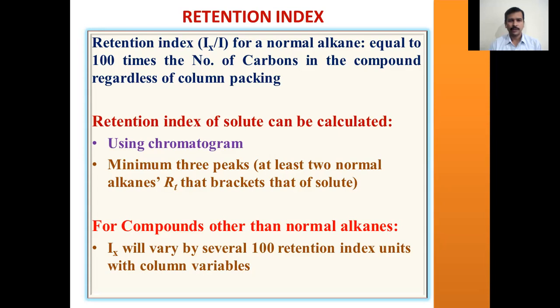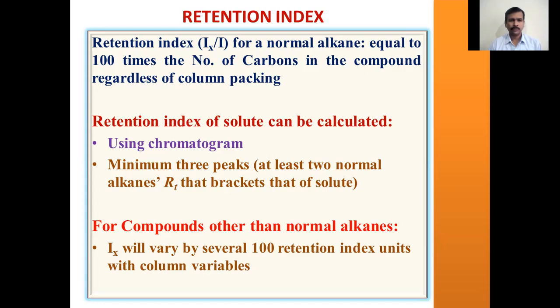And if you multiply the number of carbon atoms n with 100, suppose you take hexane, there are 6 carbon atoms, and heptane, there are 7 carbon atoms. If you multiply 6 by 100, that is 600 will be the retention index. The approximate retention index value for hexane will be 600, for heptane it will be 700, like this. So the retention index will be obtained, and that is regardless of the column packing, irrespective of the column packing.